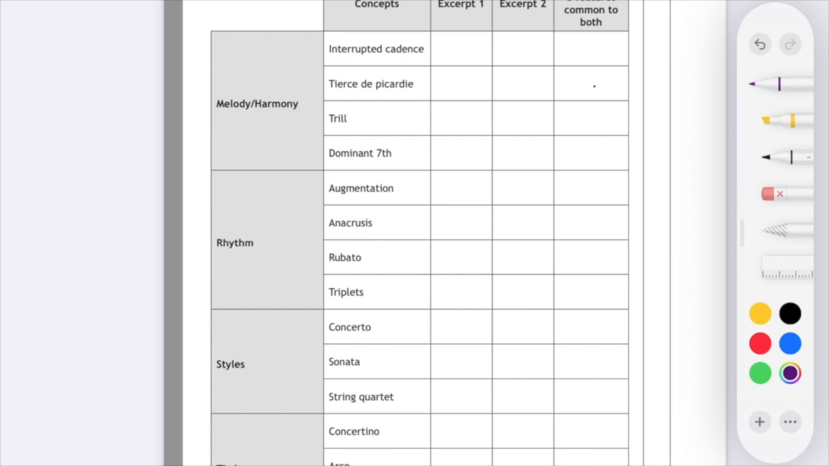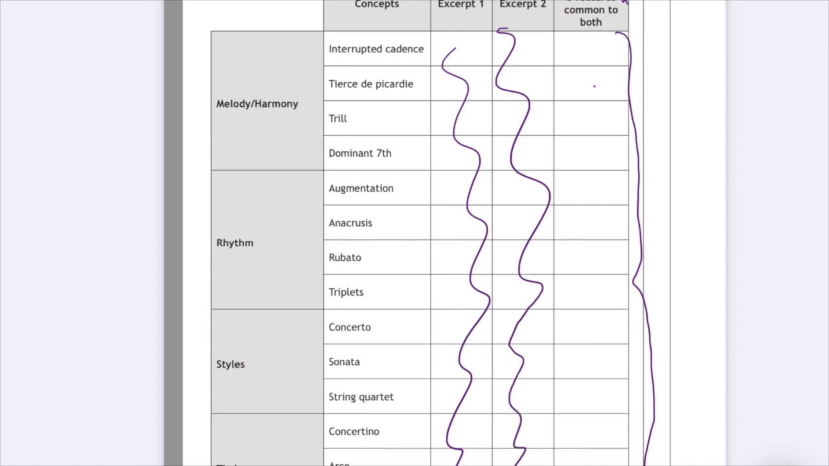The first excerpt that you listen to, you are only going to tick concepts in this box here. The second excerpt that you listen to, you're only going to tick boxes in this column here, which should hopefully leave you with 5 common to both. Remember, you will only get marks for anything that you tick in column C. Column A and B will completely be ignored.